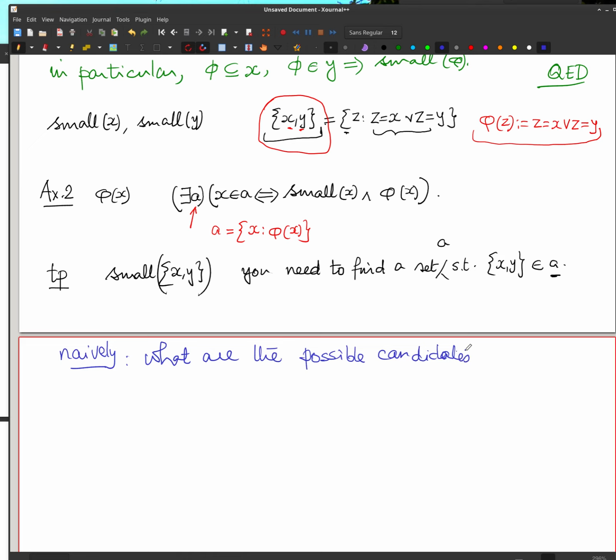Candidates of A such that... start thinking, just anything, any two X and Y. Now, how can I make a set? How can I do it?